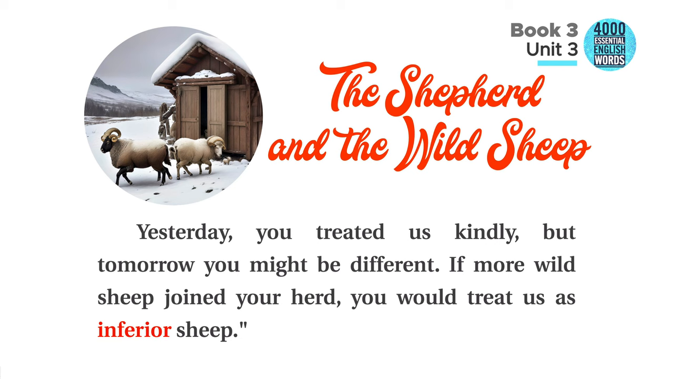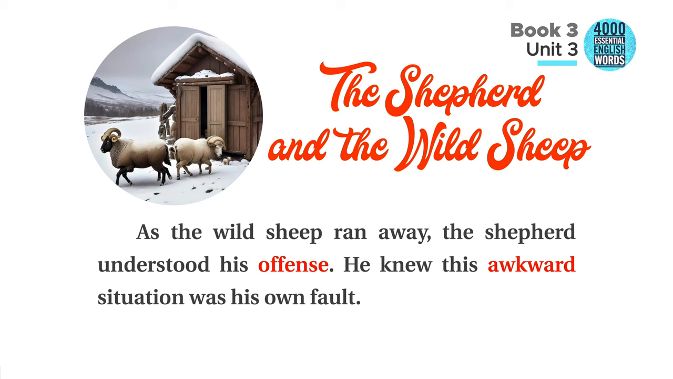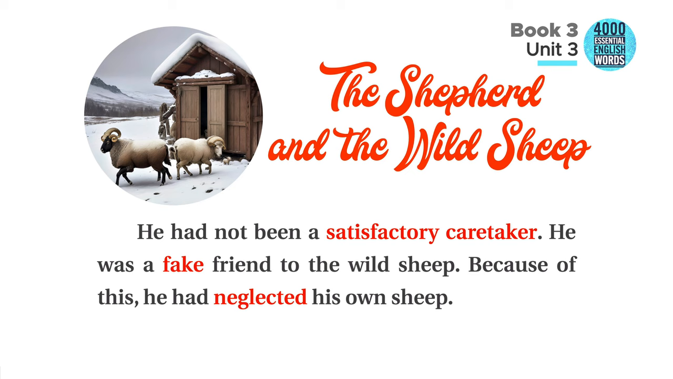As the wild sheep ran away, the shepherd understood his offense. He knew this awkward situation was his own fault. He had not been a satisfactory caretaker. He was a fake friend to the wild sheep. Because of this, he had neglected his own sheep.